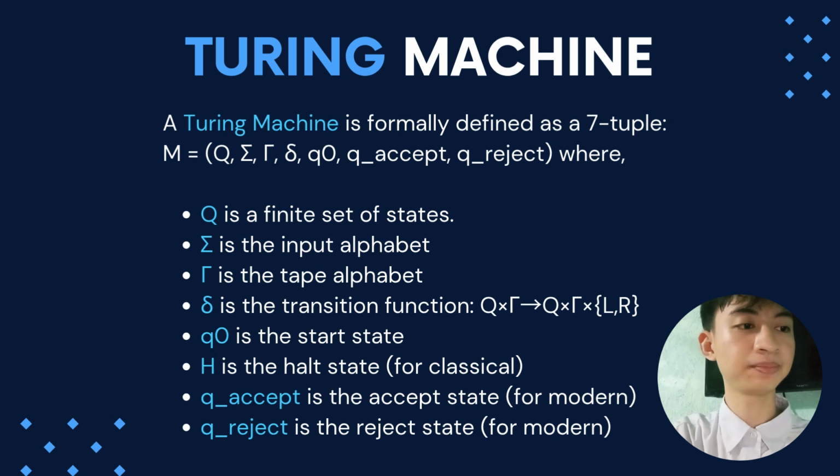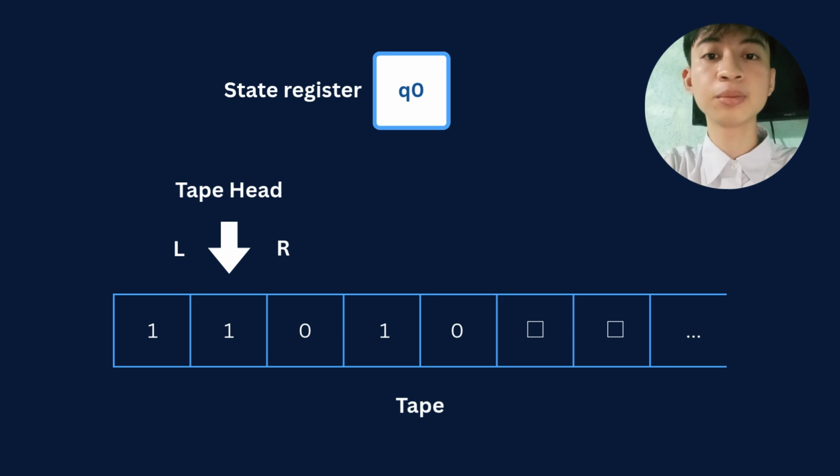classical model. So moving on, the Turing machine consists of a data structure called the tape. It extends infinitely in at least one direction. It is divided into cells, and each cell can contain one symbol from the tape alphabet. An empty cell is represented by a blank symbol.